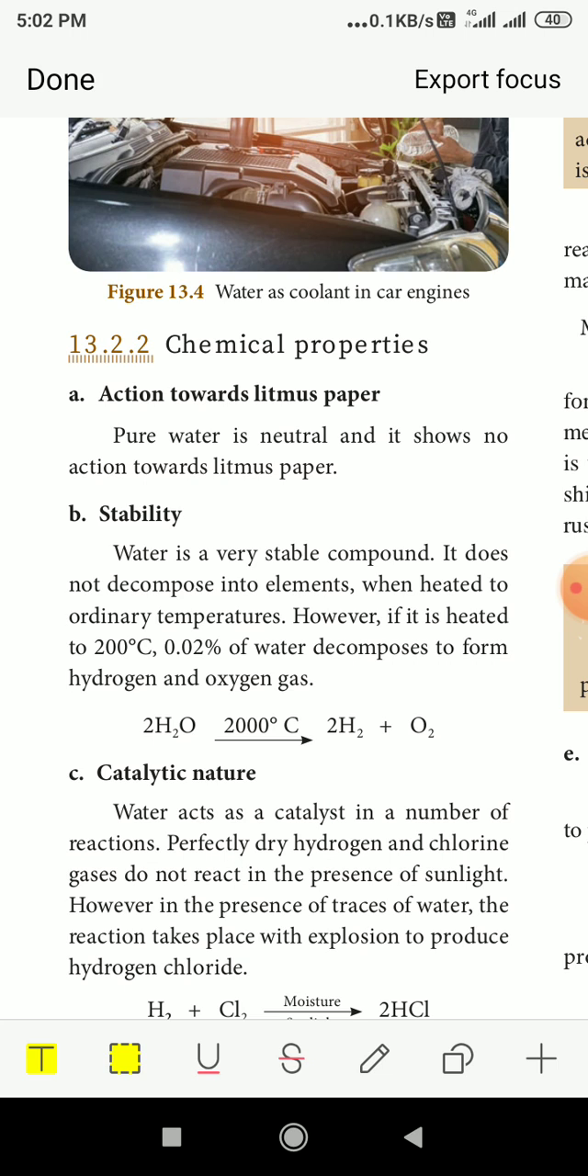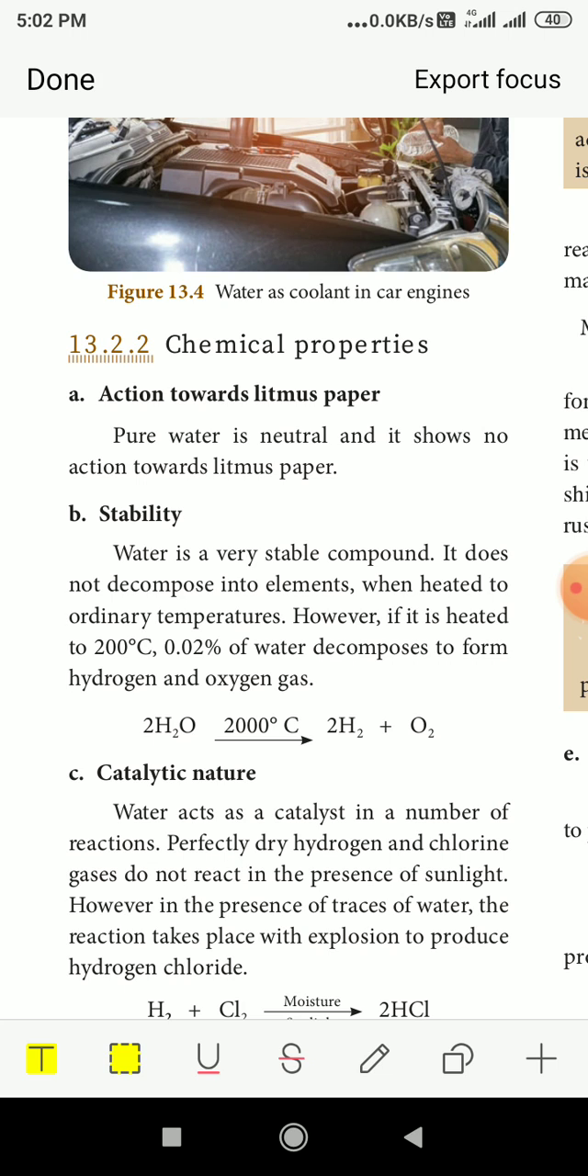Then is the stability. Water is a very stable compound. It does not decompose into elements when heated at ordinary temperatures. So when it is a stable compound, it will not show any reactions when we increase the temperature. When it is heated, it will not show any changes. Only 0.02% of water decomposes to form hydrogen and oxygen gas.